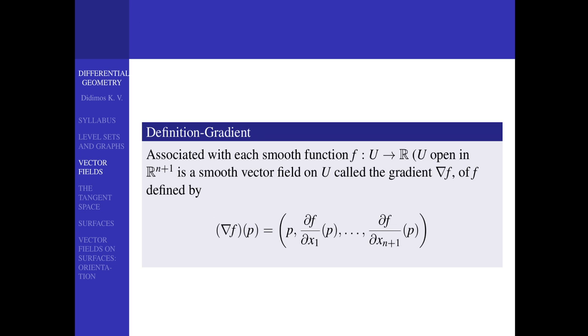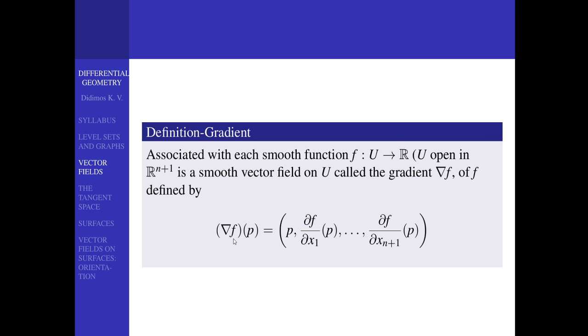Similarly, you can define the gradient vector associated with each smooth function f from U to R. U is a subset of R^(n+1). Unless otherwise stated, this U is always a subset of R^(n+1). It's a smooth vector field. This vector field is smooth if the components are smooth, on U, called the gradient del f of f.